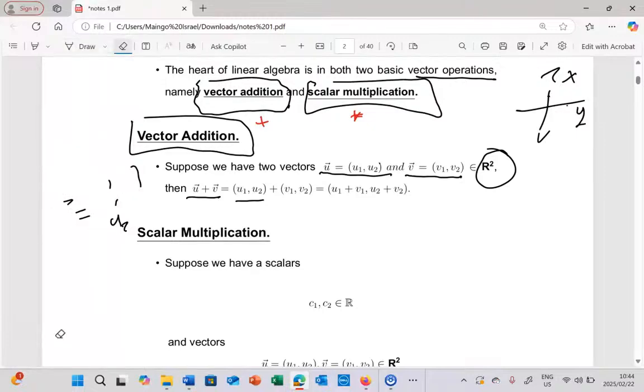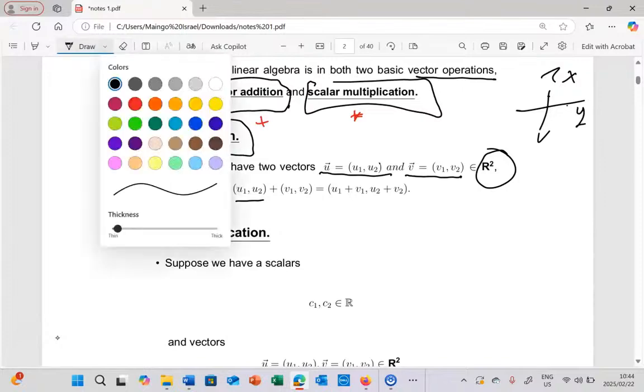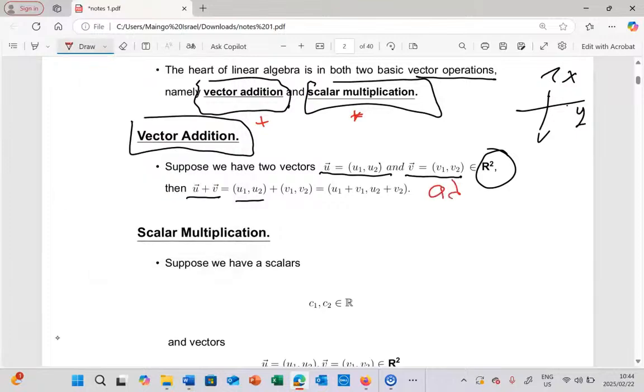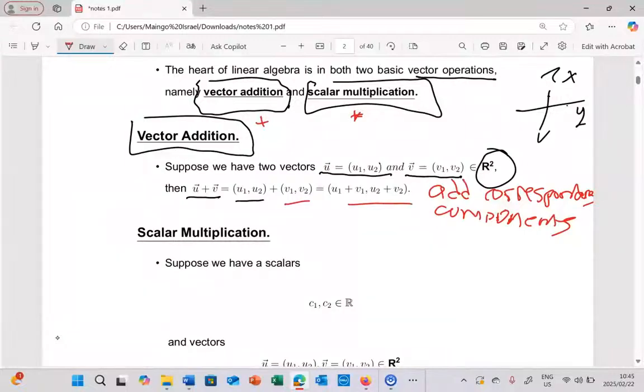Now u plus v can be added together like u1, u2 plus v1, v2. Those are the components. You add component-wise. That's what you do. You add the corresponding components, so u1 with v1 and u2 with v2. That's how we add two vectors.